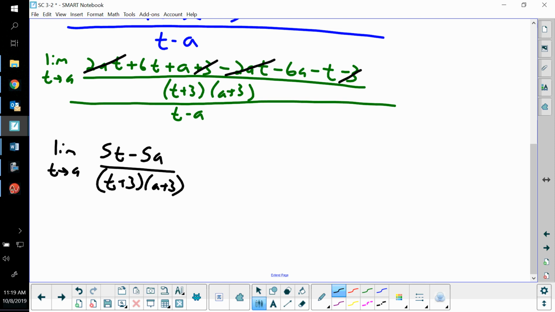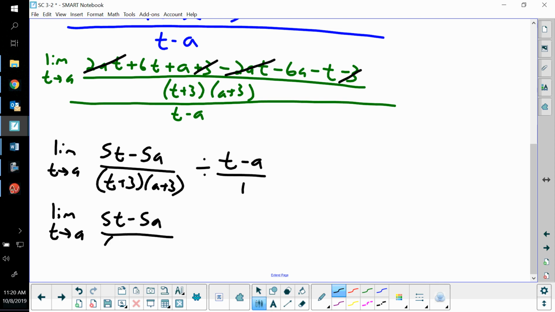Now the t minus a, we're going to write horizontally now. So let's do divided by t minus a all over 1. I can't stress enough, write the division step. Do not switch to multiplication in your head. I would say 60% of people make a mistake. Don't make that mistake. Write the division and then do the keep change flip. So we have limit as t approaches a. We got 5t minus 5a over t plus 3, a plus 3 times 1 over t minus a.